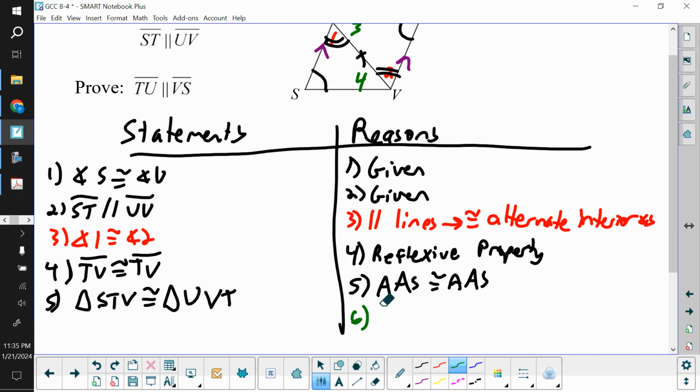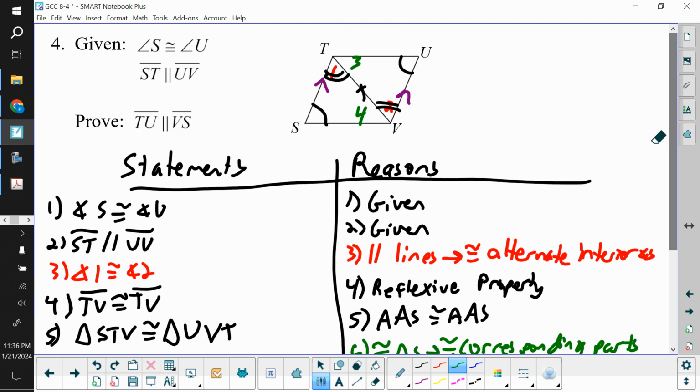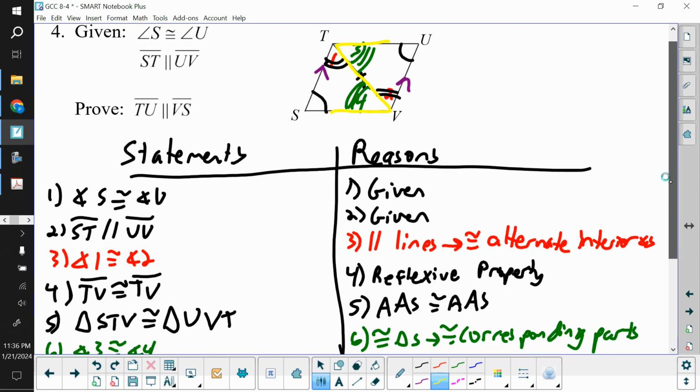We just said in our proof that we had congruent triangles, so now we'll have congruent triangles implies congruent corresponding parts. And our statement will get that extra set of angles, angle 3 congruent to angle 4. And now, because we have those congruent alternate interior angles, that allows us to get our parallel lines.